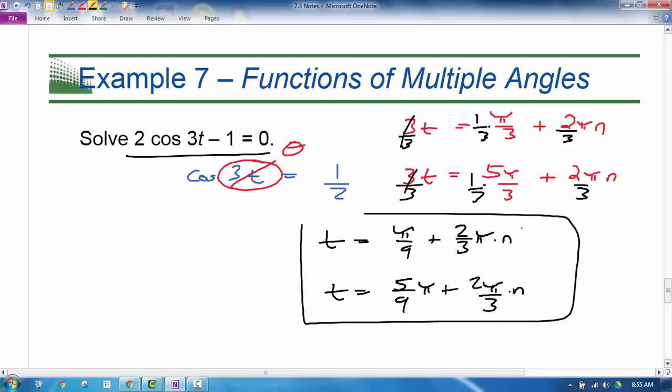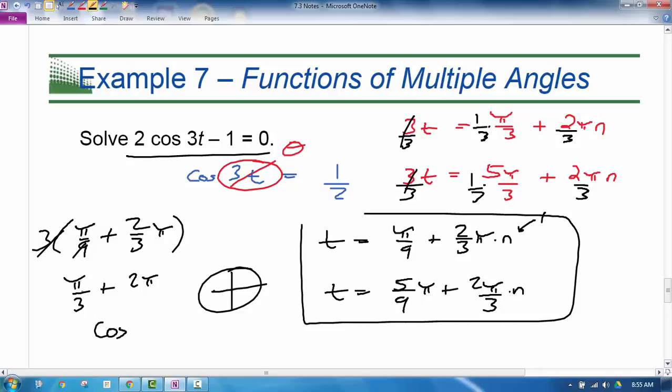You can always try one, try when n is 1, for example. And when you plug that in, you get 3 times pi over 9 plus 2/3 pi, just to make sure this works. Now, when I distribute, 3 goes into this 3 times, so it's pi over 3 plus 2 pi. So now we want to take the cosine of that angle. Now, that angle, if you look at the unit circle, is pi over 3, which is 60 degrees, then around once more, back to that spot. But the cosine is 1/2 there, so that does work, because when you multiply 1/2 by 2, you get 1, minus 1 is 0. So it does work if you go to check any one of these.